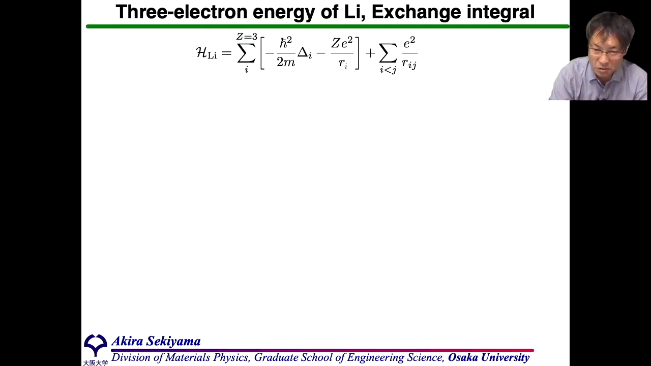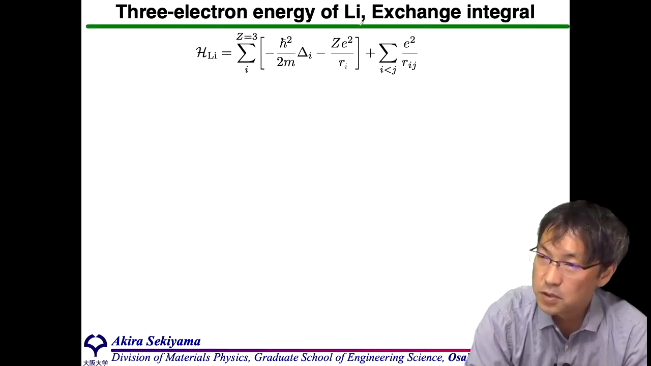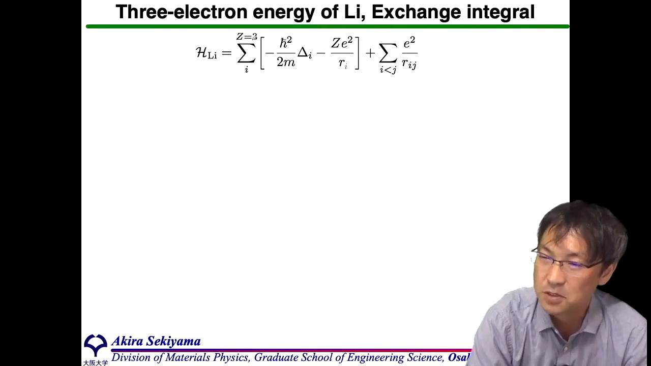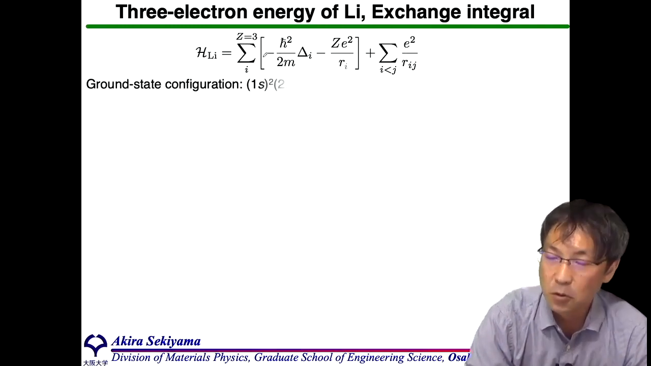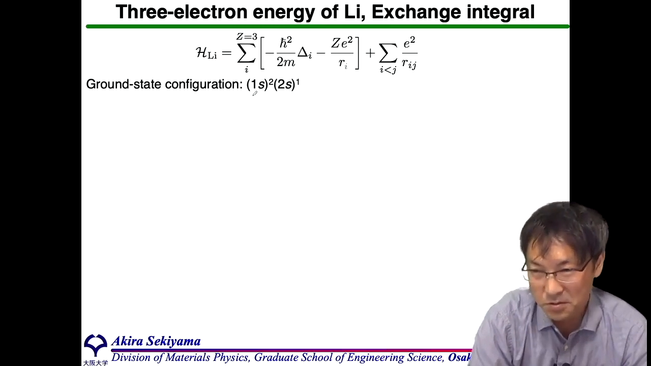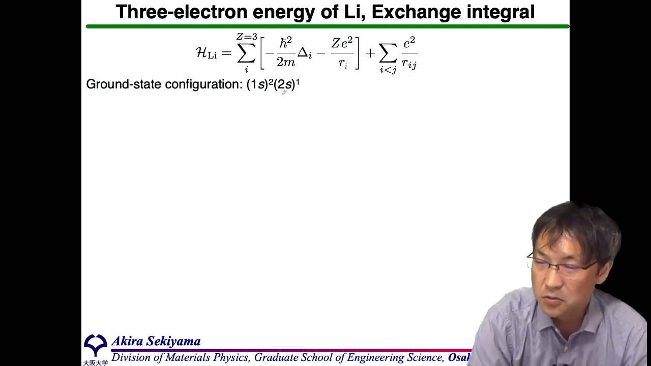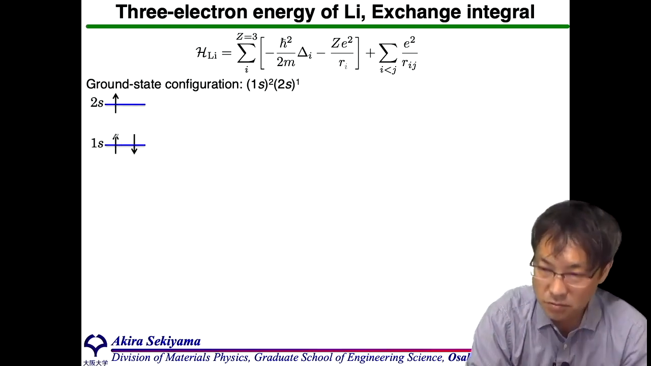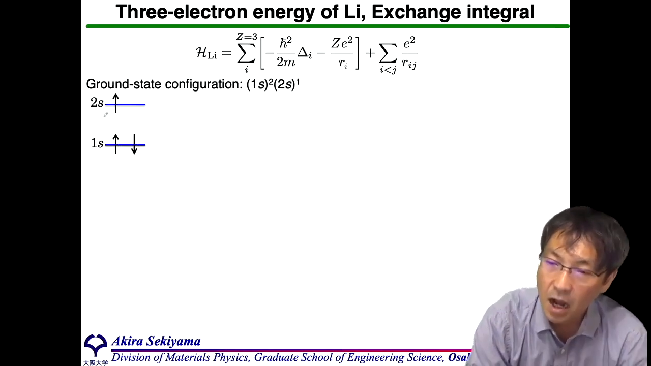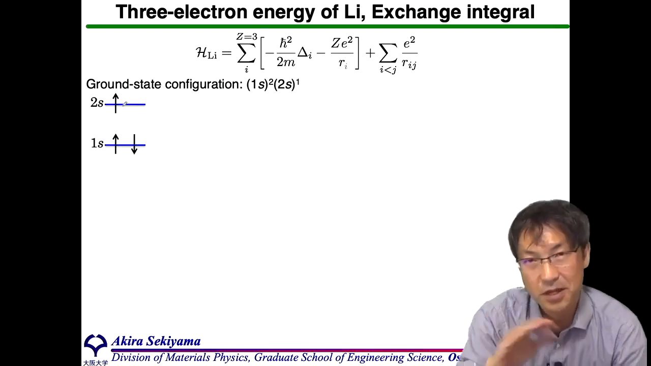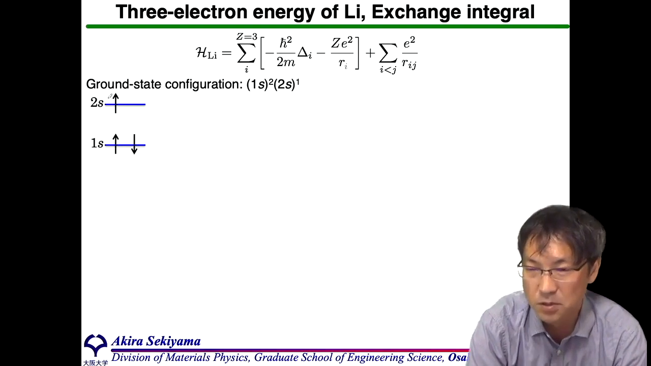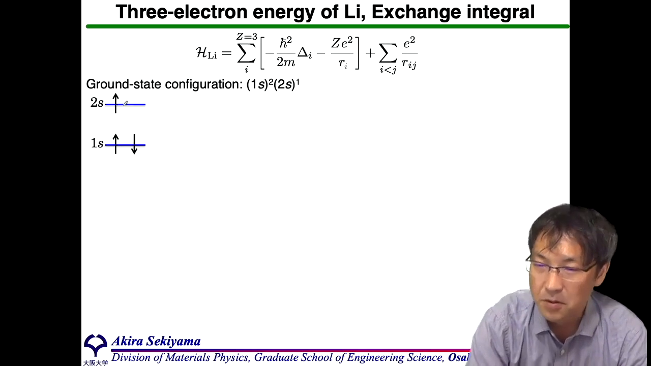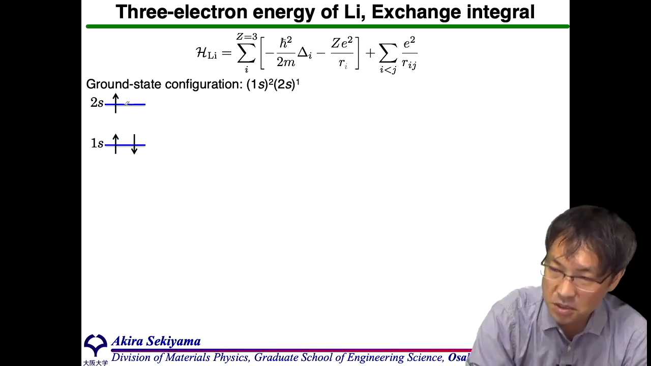I introduce the exchange interaction by using the lithium atom. The number of electrons of the lithium atom is 3. Then we consider the ground state configuration. This is 1s2 and 2s1, where 2 electrons with opposite spin direction occupy the 1s orbital, and the second lowest energy level is the 2s orbital. Therefore, the 1 electron with up spin occupies this level. Let us consider this configuration.